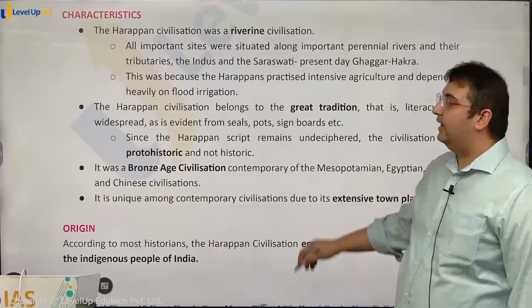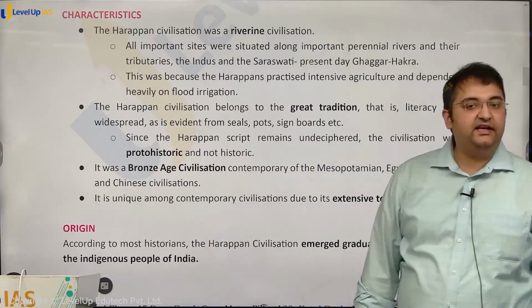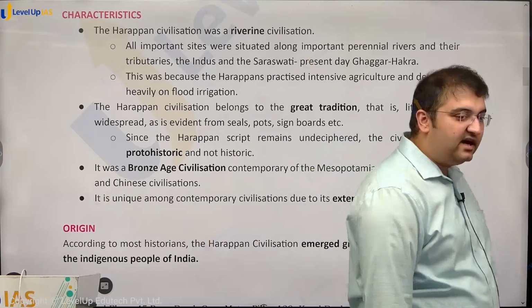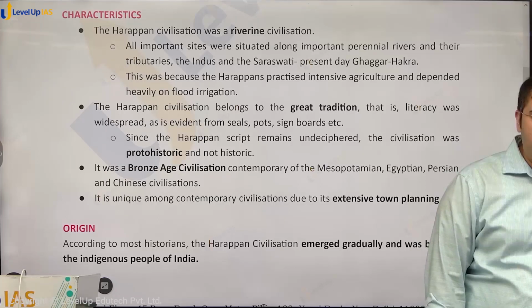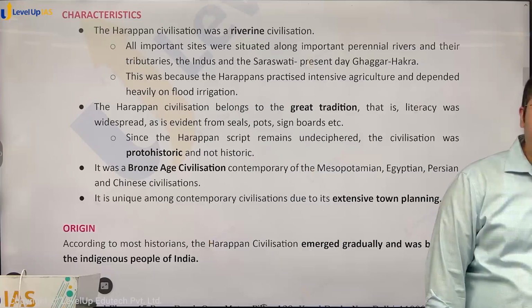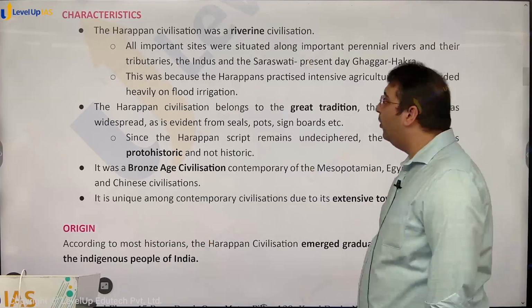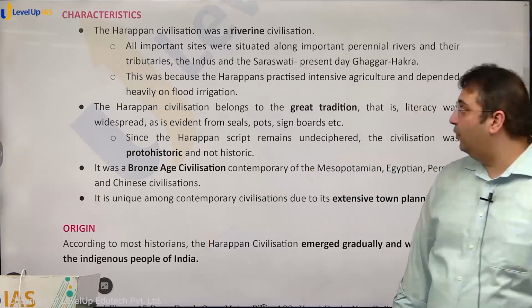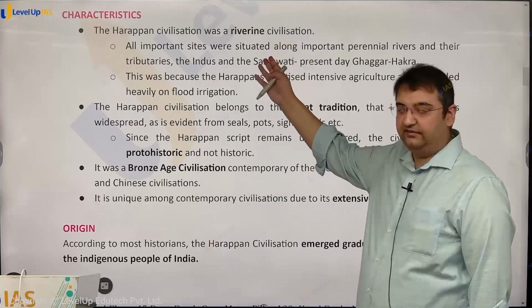First of all, the Harappan civilization was a riverine civilization. What is a riverine civilization? Where most of the important cities are located along the river banks. What kinds of rivers? Ephemeral rivers or perennial rivers? Perennial rivers. Since most of the cities of the Harappan civilization were located on the Indus or the Saraswati or their tributaries, therefore it is a riverine civilization.